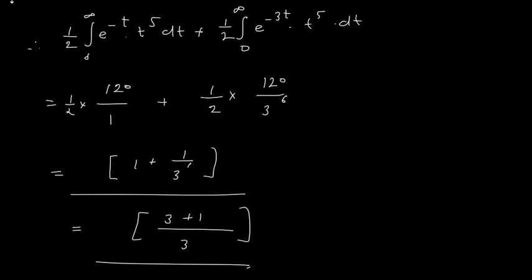So this is 3 power 6, 3 power 6 plus 1 upon 3 power 6, and here 120 divided by 2 is 60. So this is 60 into 3 power 6 plus 1 upon 3 power 6. This is your final answer. Now calculators are with you. You can use the calculator and find the solution.